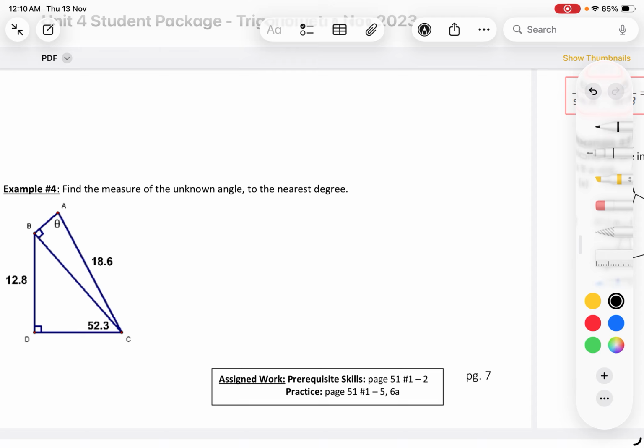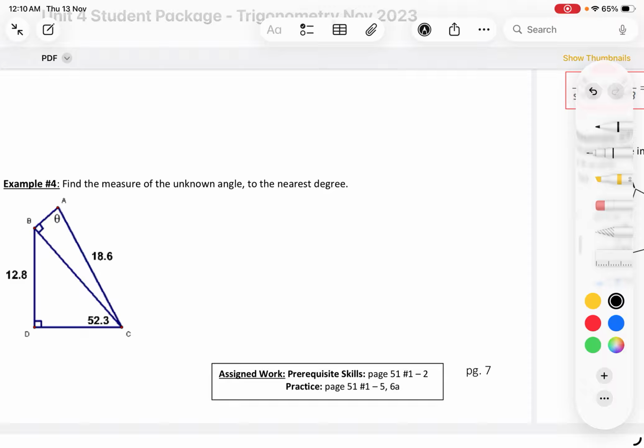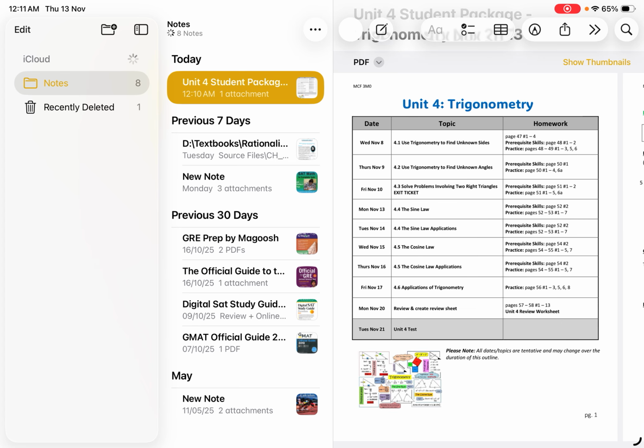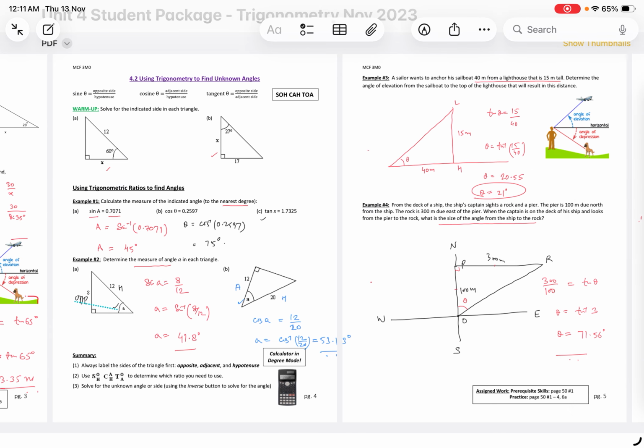Find the measure of the unknown angles to the nearest degree. First of all, let me know which is the common side in the two right triangles given. Yes, the common side is BC. So the first point is to find BC. So we use triangle BDC to first of all find the common side.